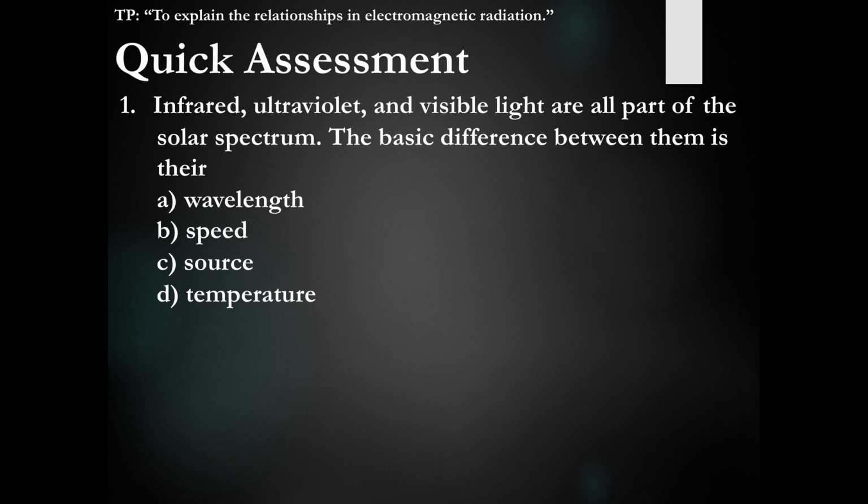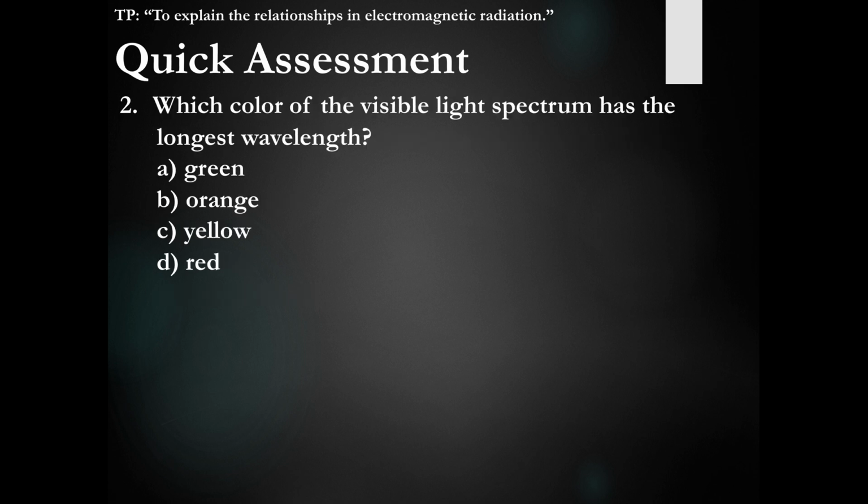Okay, thank you guys. So the basic difference here is their wavelengths, choice A. All right, number 2, which color of the visible light spectrum has the longest wavelength? We have A, green, B, orange, C, yellow, D, red. All right, please answer this question. Pause the video, and once you have your answer, press the play button and hear your answer.